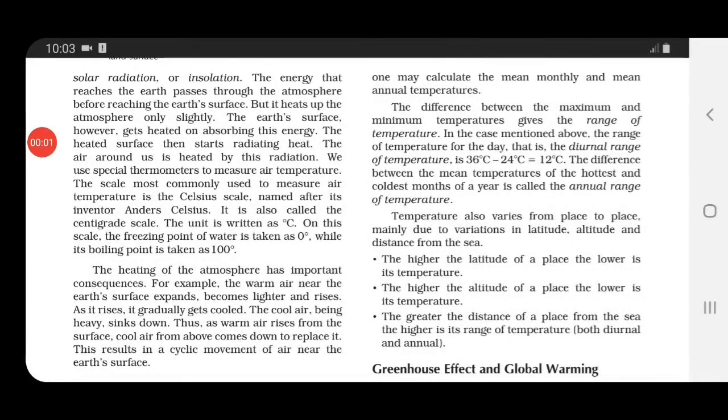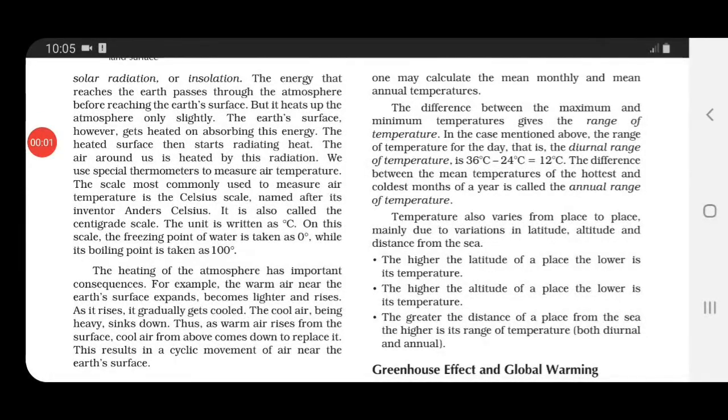But it heats up the atmosphere only slightly. The Earth's surface, however, gets heated on absorbing this energy. Okay, now the energy which is received from the sun, children, that passes through the atmosphere, right? That we studied. But atmosphere को ये slightly ही heat up करती है. And when it reaches the Earth's surface, okay, Earth's surface gets heated on absorbing this energy. First it absorbs this energy and then it gets heated.